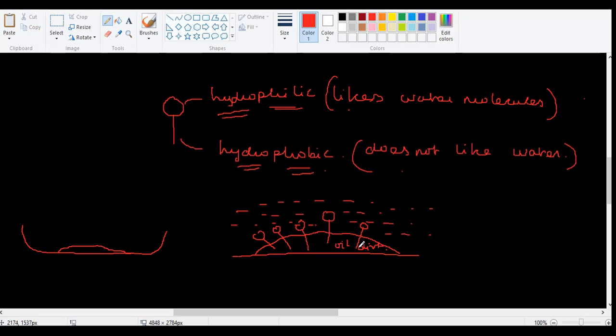One more point here is, when you apply some soap or detergent, basically the surface tension decreases, right? So surface tension actually reduces.